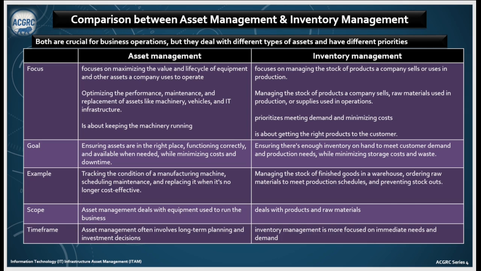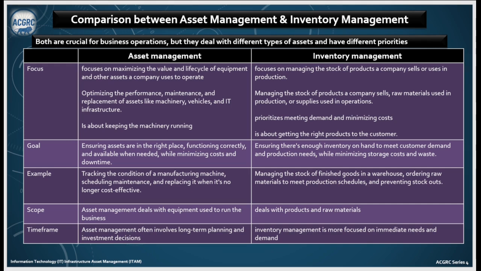Whereas in inventory management, the focus is on managing the stock of products a company sells or uses in production. It's about managing the stock of products a company sells, raw material used in production, or supplies used in operation. It prioritizes meeting demand and minimizing cost. It's about getting the right product to the customer. This, I hope, clears that there is a big difference between asset management and inventory management.